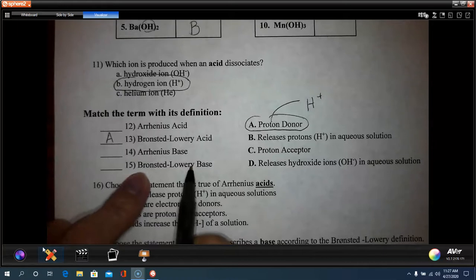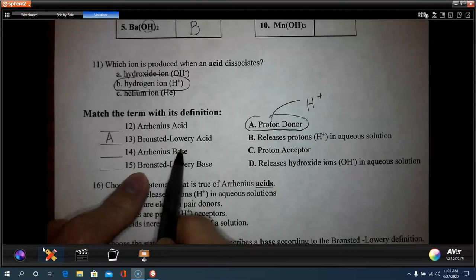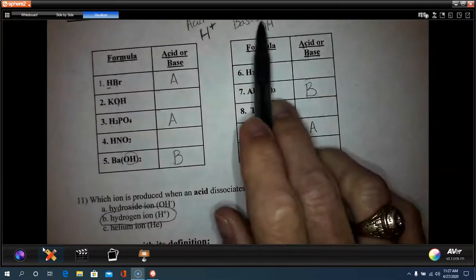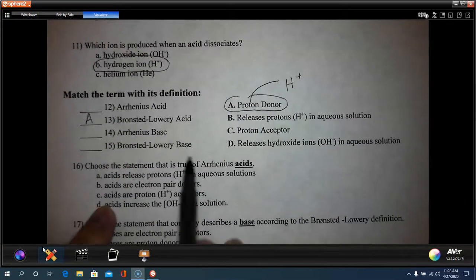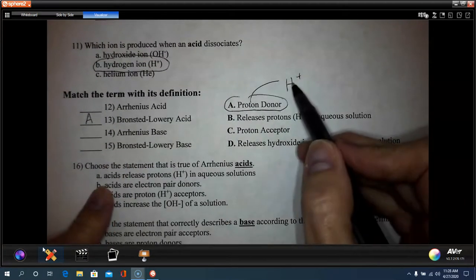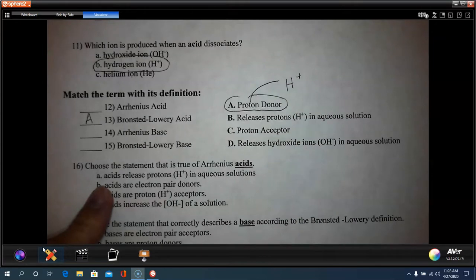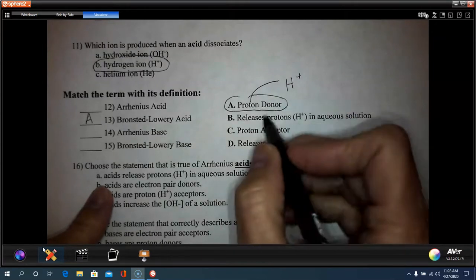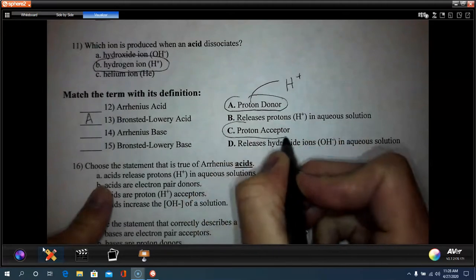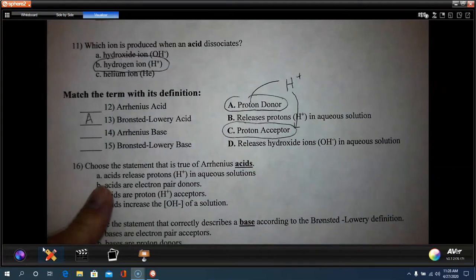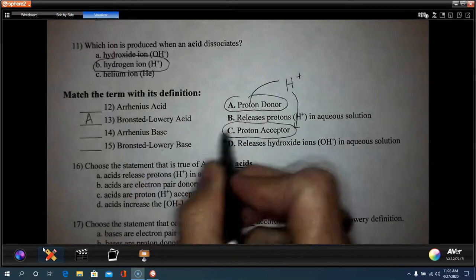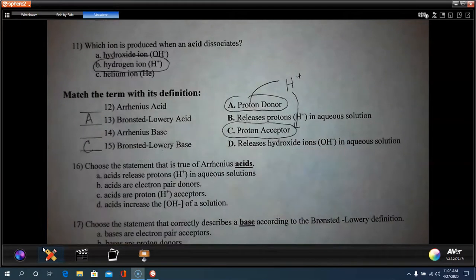Bronsted-Lowry bases are defined differently than the Arrhenius base. Arrhenius bases will give off the hydroxide we were talking about earlier. For something to be a Bronsted-Lowry base, it has to accept the hydrogen that the Bronsted-Lowry acid gives off. So this is going to be a proton acceptor. It is going to take that hydrogen, that proton, from the Bronsted-Lowry acid. So the Bronsted-Lowry base is C.